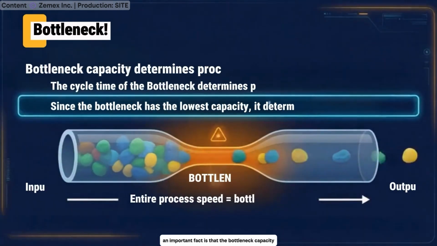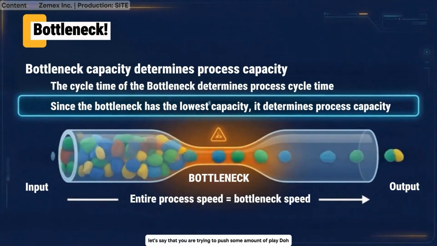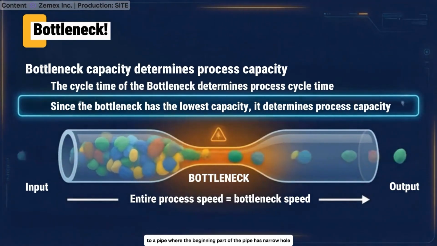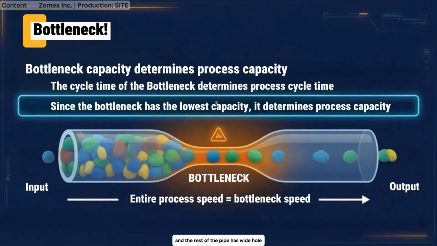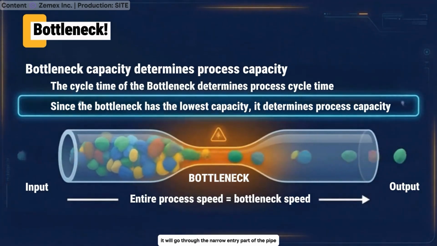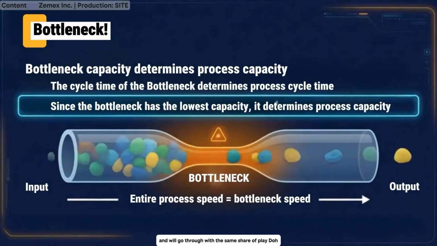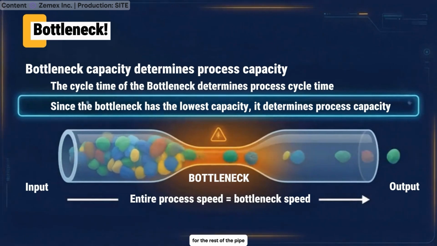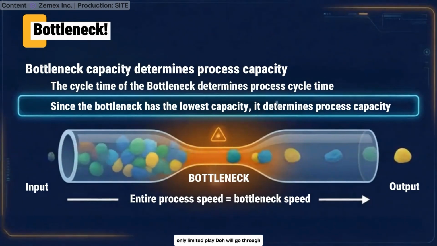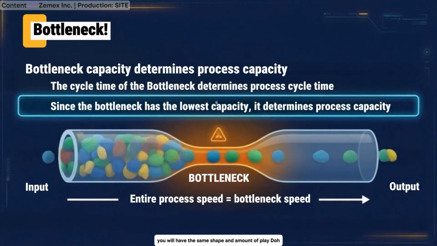An important fact is that the bottleneck capacity determines the process capacity. In the picture, let's say that you are trying to push some amount of Play-Doh through a pipe, where the beginning part of the pipe has a narrow hole and the rest of the pipe has a wide hole. If you push the Play-Doh into the pipe, it will go through the narrow entry part of the pipe and will go through with the same share of Play-Doh for the rest of the pipe, since the entry part of the pipe has a narrow hole. Only limited Play-Doh will go through, and for the rest of the pipe, you will have the same shape and amount of Play-Doh.